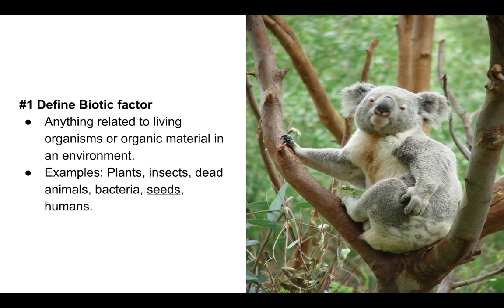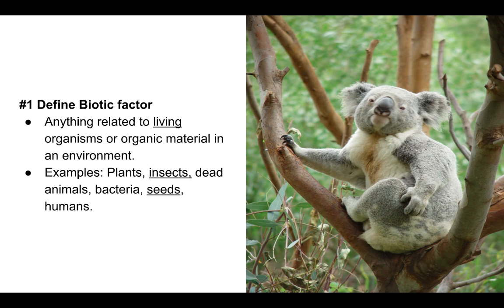insects, even including dead animals. So we give some examples here. The examples include plants, insects, dead animals, bacteria, seeds, and humans. These are all organic or living. They are biotic. Remember, we talked about bio means living, but biology is the study of living things.